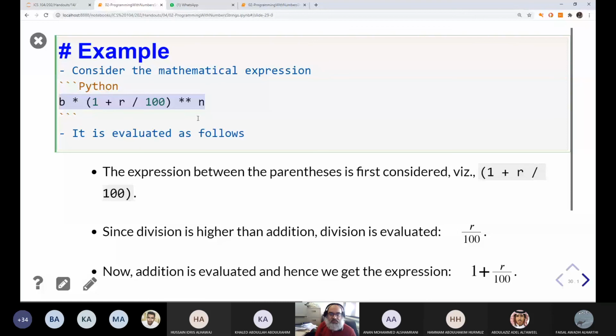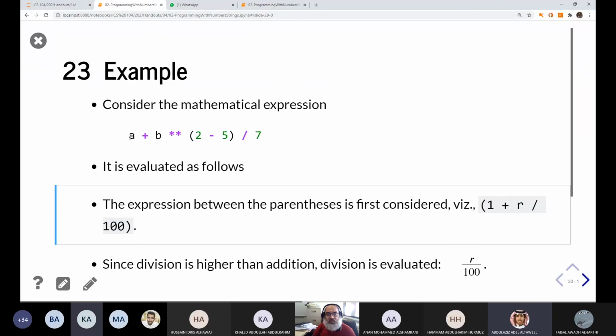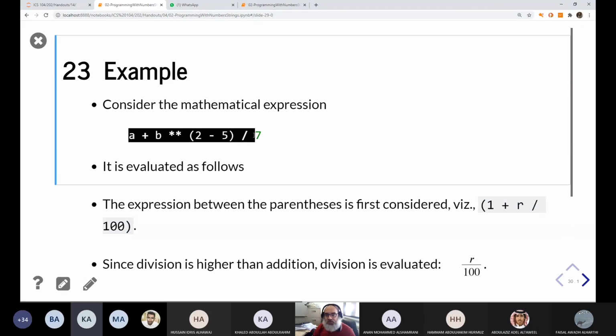Right. So let's do this. Let me say A, B to the power 2 minus 5 divided by 7. Come on, guys. 2 minus 5. No, wait.